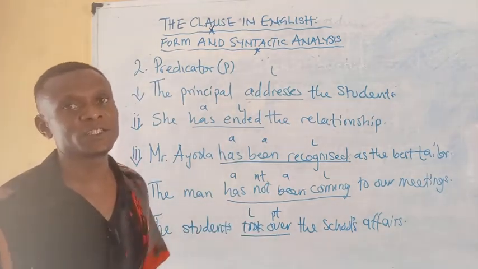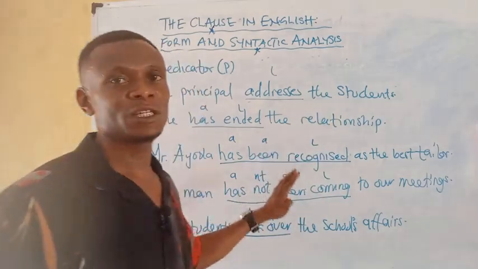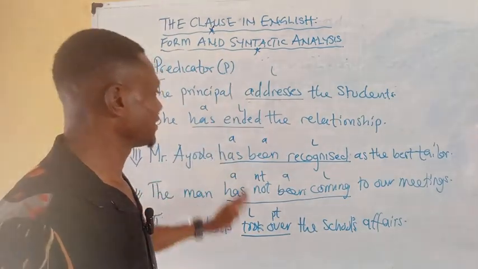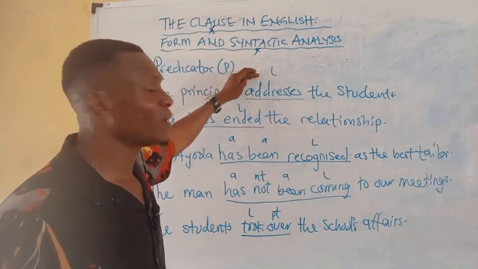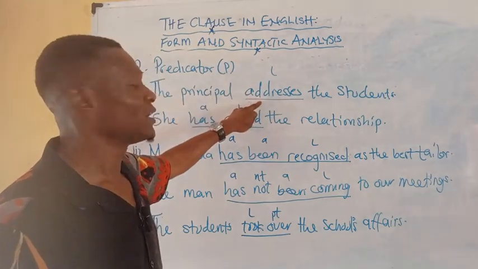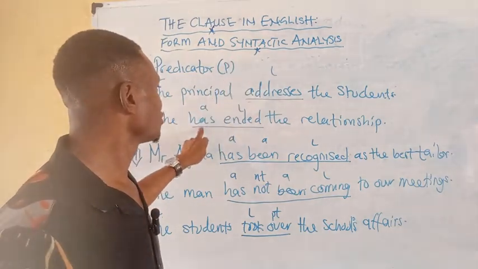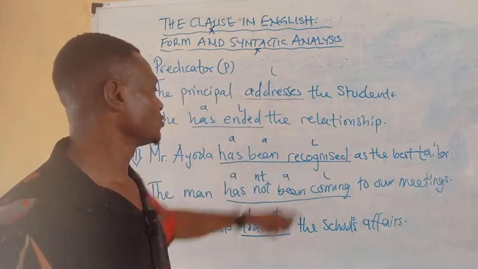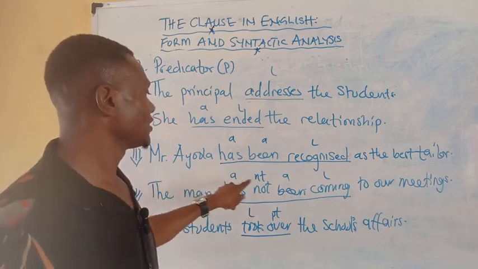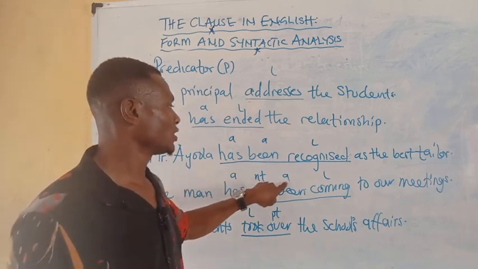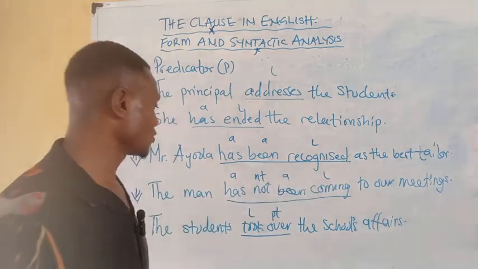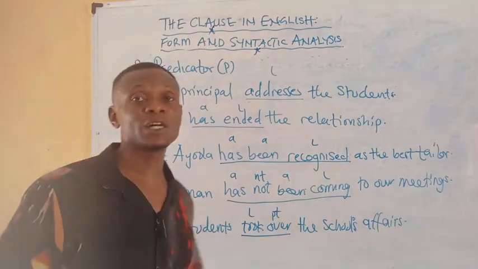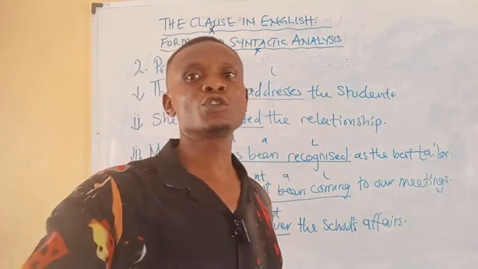So if you look at the elements here, you will see the way I broke it into pieces. That is to say, number one, we have lexical. Number two, auxiliary, lexical. Number three, auxiliary, lexical. Number four, auxiliary, negator, auxiliary, lexical. The last one, we have a lexical together with a particle. Let's move to the third one.